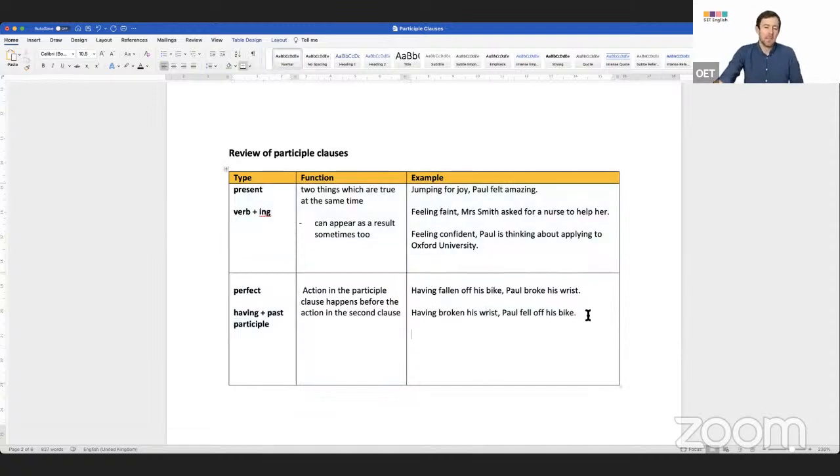Okay, so having broken his wrist, Paul fell off his bike. He broke his wrist first, then he fell off his bike. Does anyone have any questions about that?